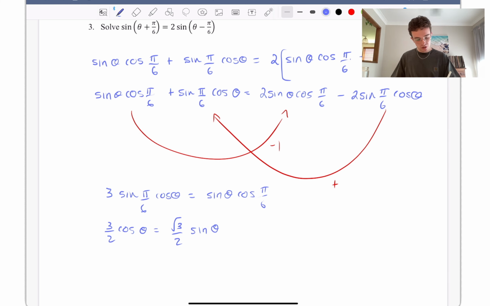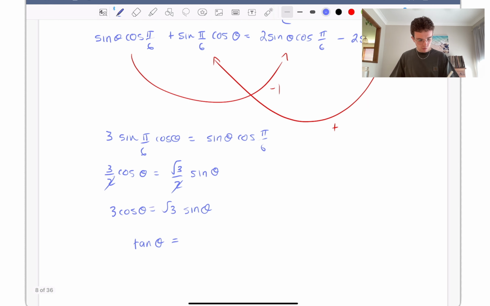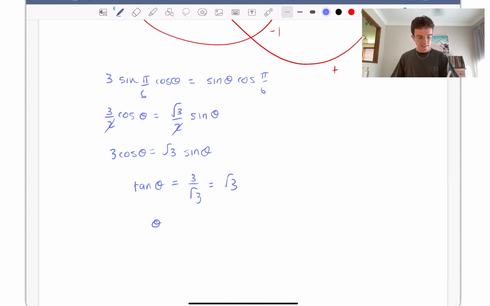Now, obviously, those 2's on the bottom will die, and we're going to get 3 cosine of theta is equal to root 3 sine of theta, which means tan of theta, by dividing the cos over, is root 3 on 3, or 3 on root 3? Yeah, 3 on root 3, which is root 3. If we take the tan inverse of both sides, tan inverse of root 3 is pi on 3, and then of course in the third quadrant that will give us a related angle of 4 pi on 3.